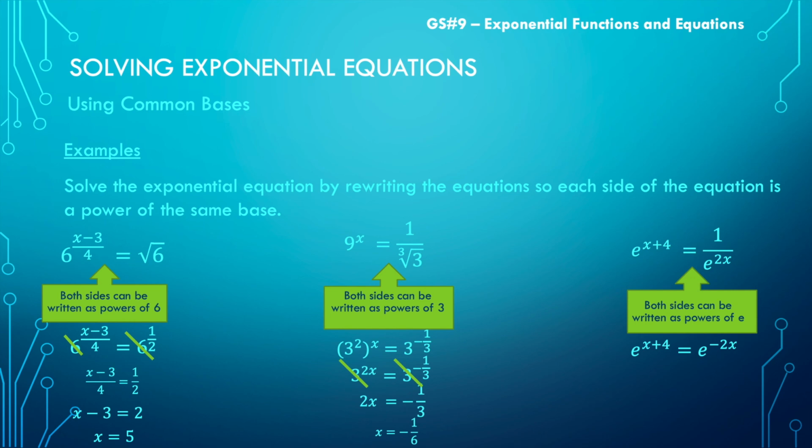And so then you can drop your bases and equate your exponents and solve for x. So bring that negative 2x to the left and the 4 to the right, and then divide out the 3, and you would get x is equal to negative 4/3.